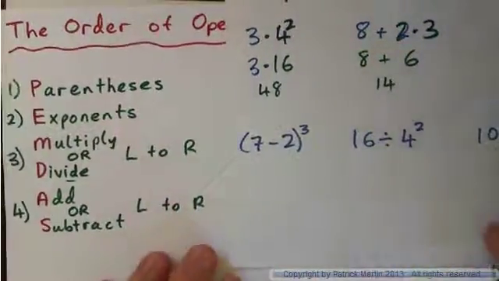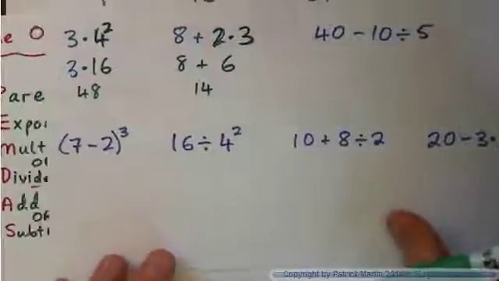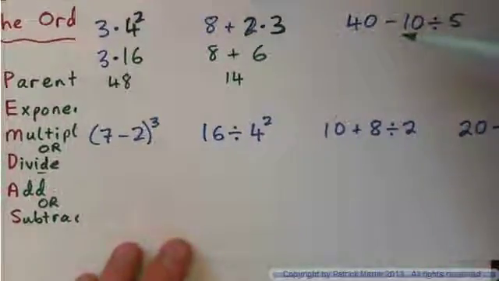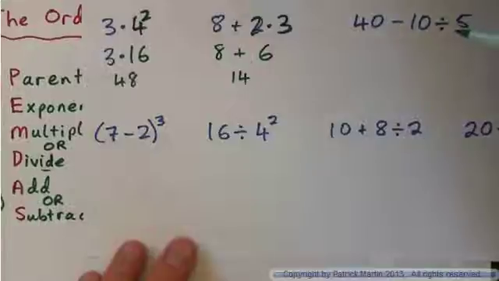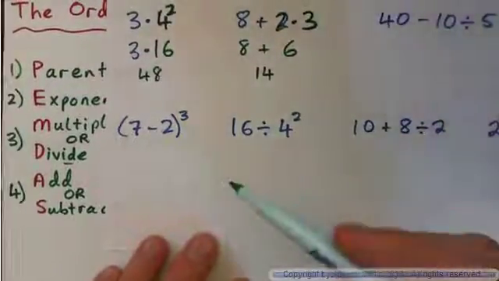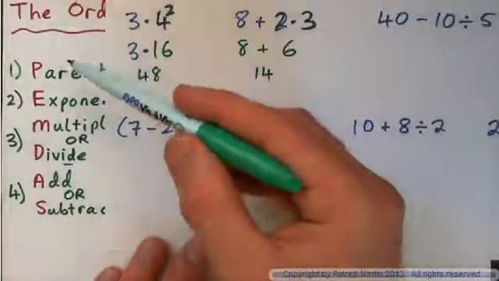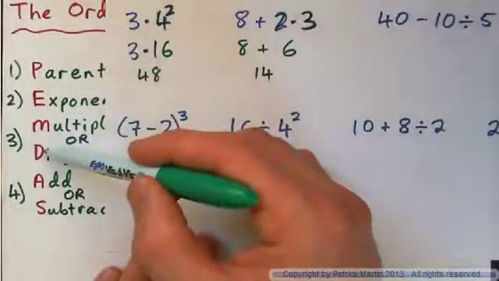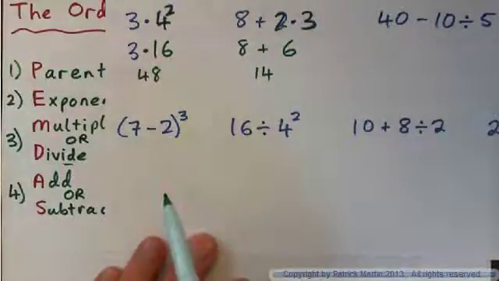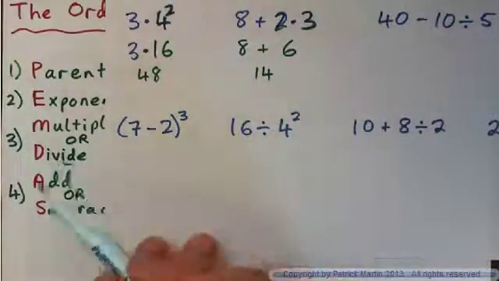So how about this one? 40 minus 10 divided by 5. We've got a subtraction and we've got a division. What do we do first? Order of operations says PEMDAS. So divide is here, subtract is here. Which comes first, divide or subtract? Divide, right? And then subtract.